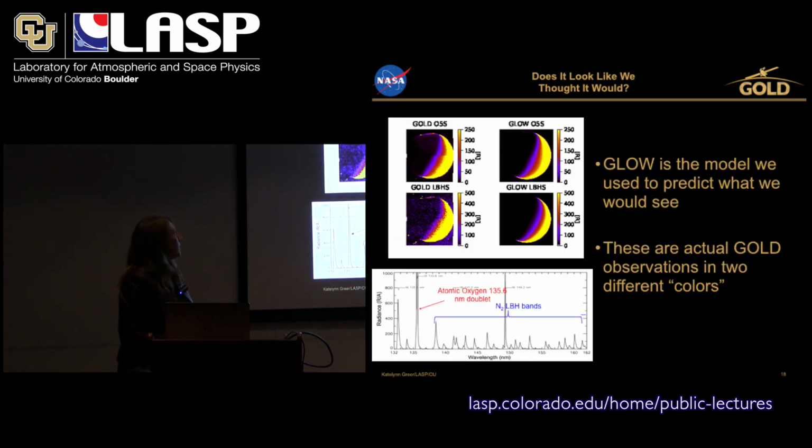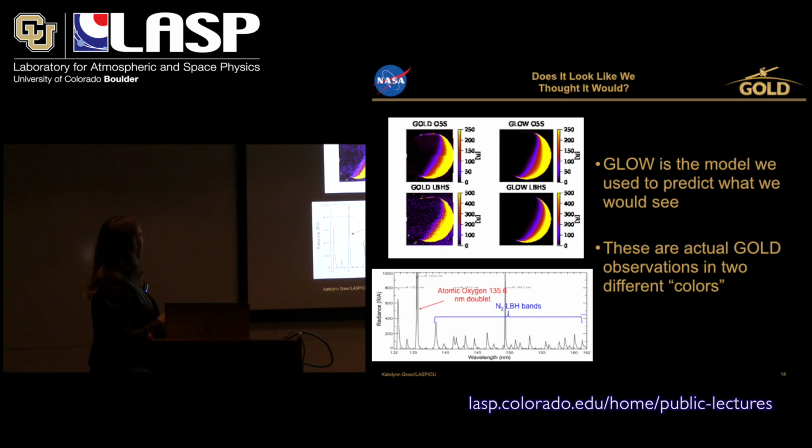But before we even launched GOLD, we did modeling studies to try and predict what we would see with GOLD. So this is some modeling I did, so on the left column is GOLD observations for, I think it was December 15th of 2018. And on the right, we have modeling I did with a program called GLOW, which is a radiative transfer model of Earth's upper atmosphere that calculates the far ultraviolet emissions of our atmosphere. So to a first order, you can see that they look pretty good.